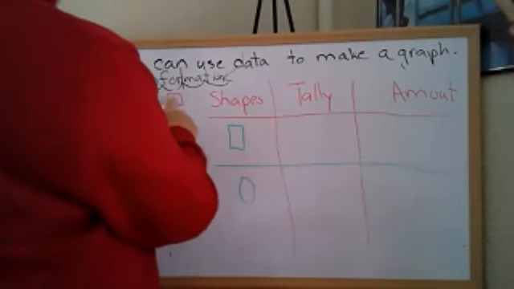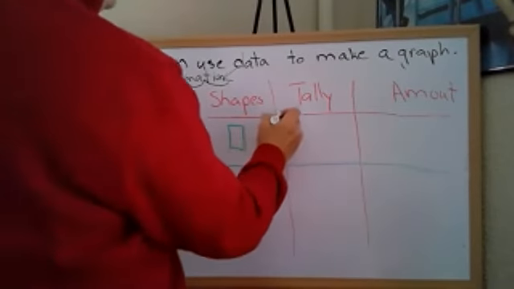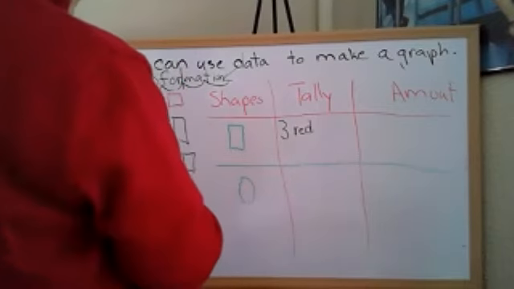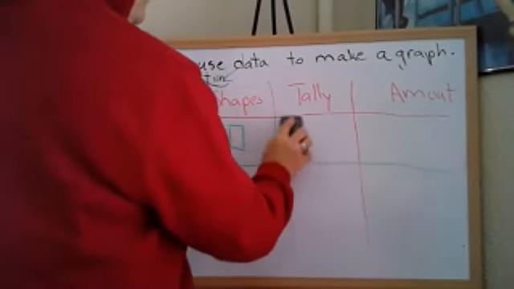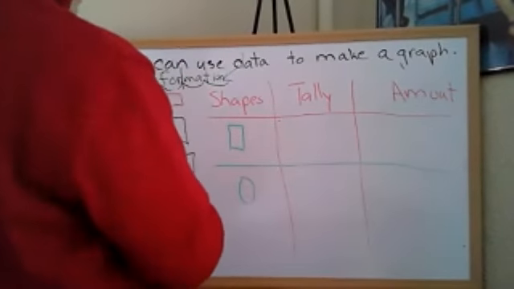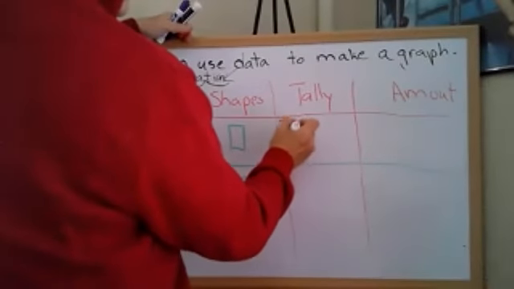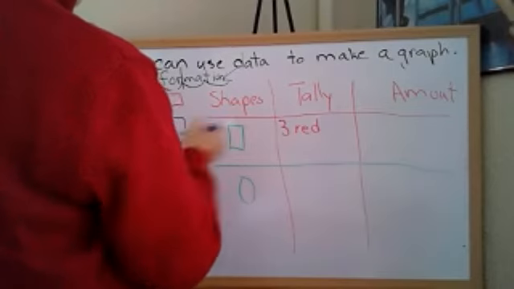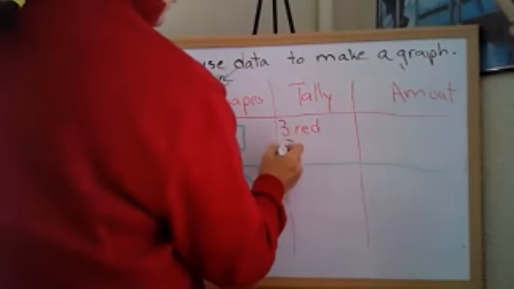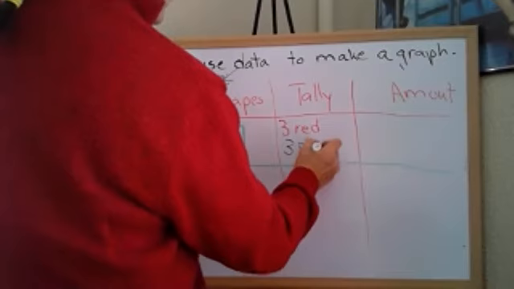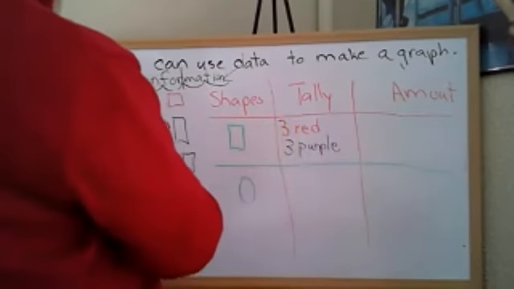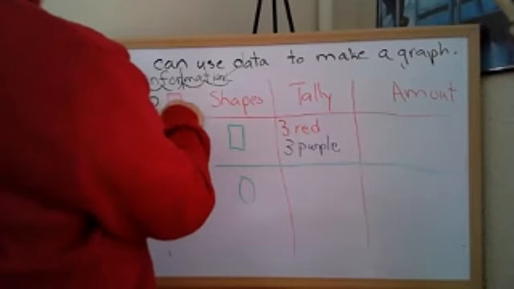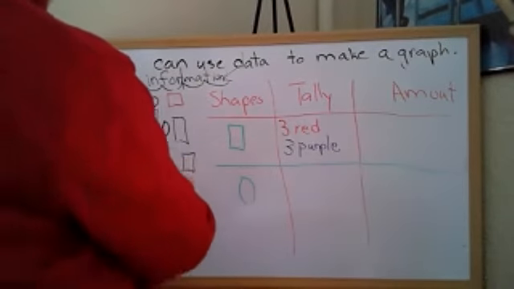So red, 1, 2, 3. 3 red. Oops. Let's do it in the right color. 3 red. Let's see, purple. We have 3 purple. And what was the other color? These squares. We have purple, red, black. How many black do we have? 3.